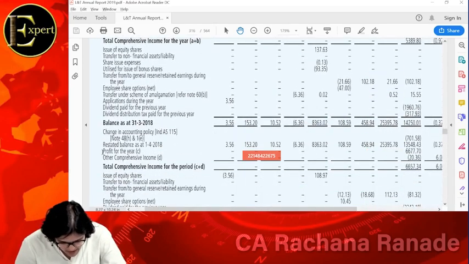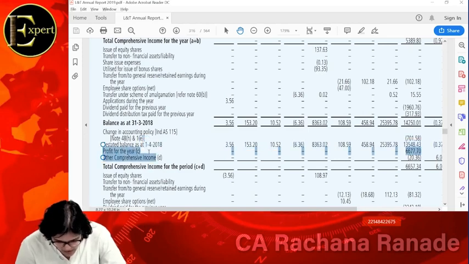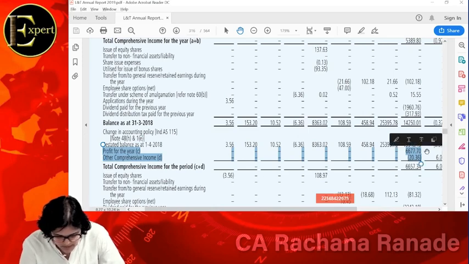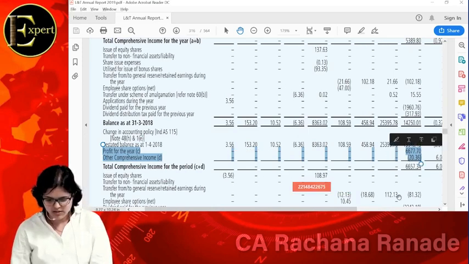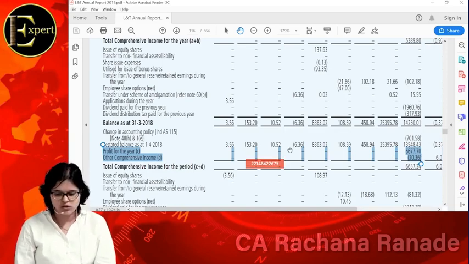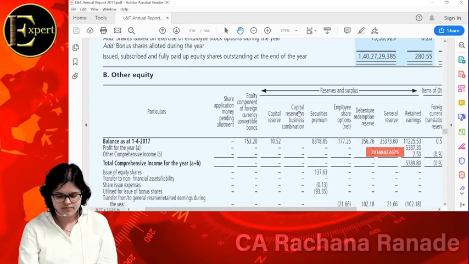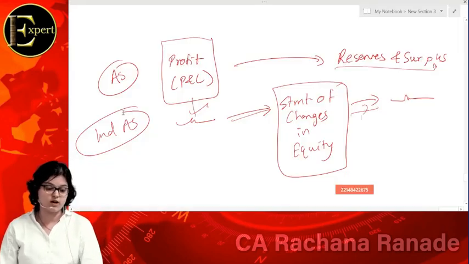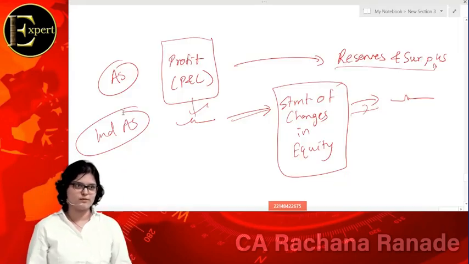See, very clearly it is written, profit for the year. Can you see this? Profit for the year, and it is coming to 6677.70. Exact same figure. So this is transferred to what? Other equity. Other equity is nothing but reserves and surplus. So please understand the accounting part also now to get a better picture.